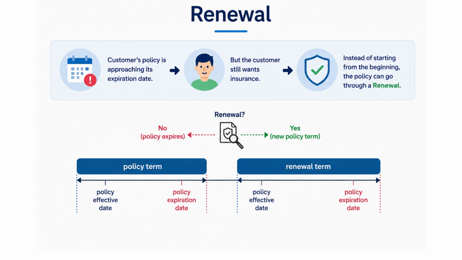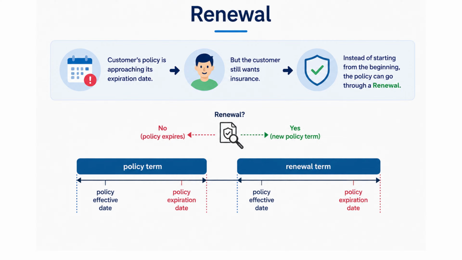Now let's move forward another year. The customer's policy is approaching its expiration date, but the customer still wants insurance. What happens now? We don't necessarily start from the beginning. Instead, the policy can go through a renewal. A renewal extends the policy into a new policy term.